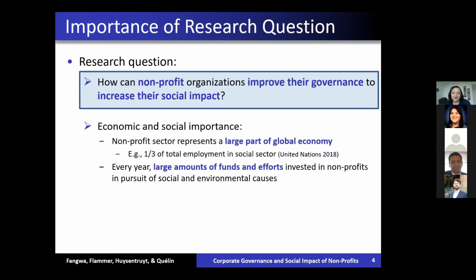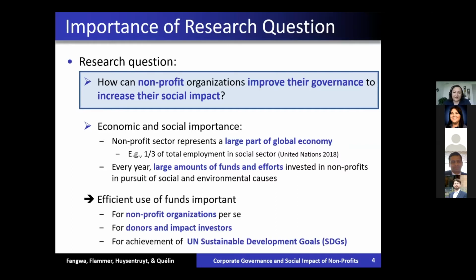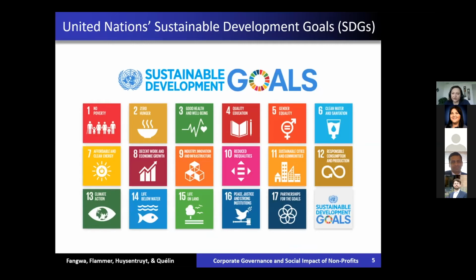Second, every year, large amounts of funds and efforts are invested into nonprofits in the pursuit of social and environmental objectives. And so accordingly, understanding how to efficiently use these funds is important, not just for the nonprofit organization per se, but also for donors and impact investors who aim to make a difference in this world, and perhaps most importantly, for the achievement of the UN Sustainable Development Goals, which includes, for example, no poverty, zero hunger, gender equality, the development of sustainable cities, climate action, the protection of life below water, life on land, etc.